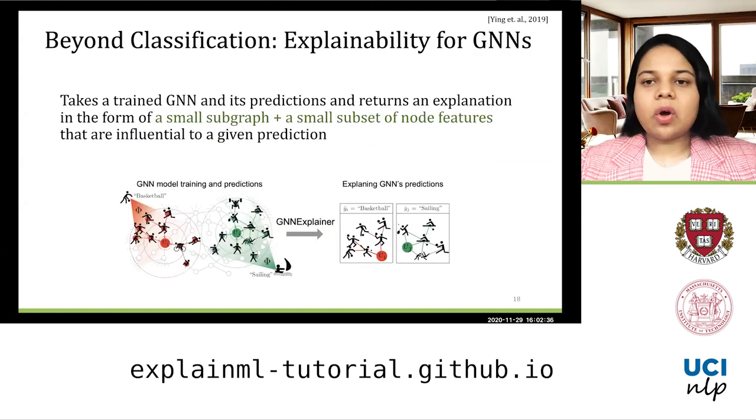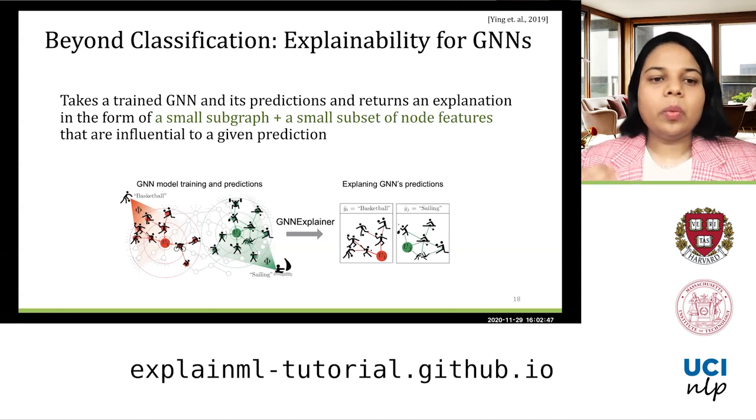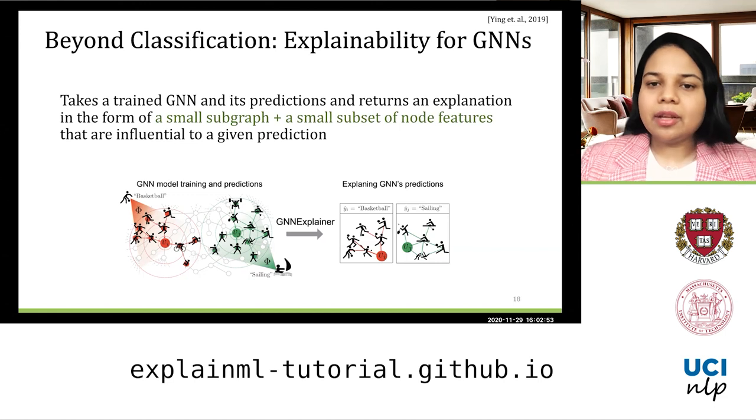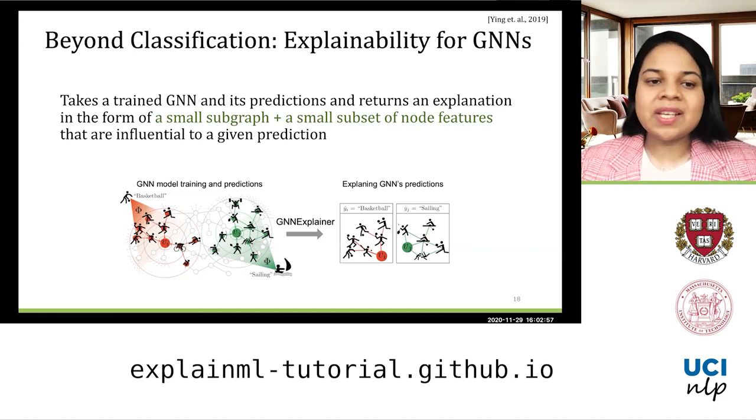Beyond RL, there has also been some exciting work happening in explainability in the context of graph neural networks. For example, there has been a recent paper on GNN Explainer, which takes a trained graph neural network and its predictions and returns an explanation in the form of a small subgraph and a small subset of node features that are influential to a given prediction.